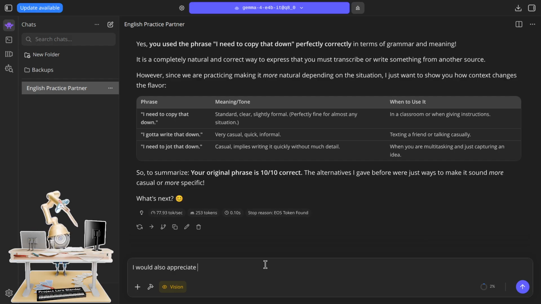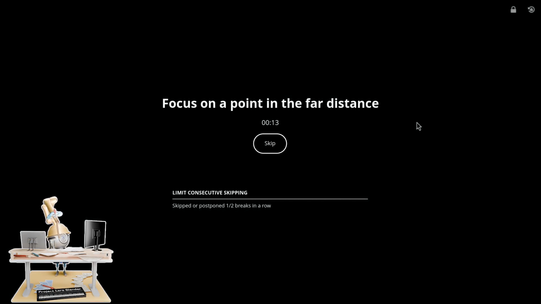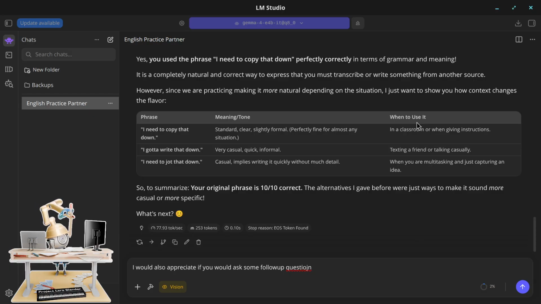I would also appreciate if you would ask some follow-up questions. Okay, that's just a program I have. I'm gonna follow the instruction of the program in case you don't see that, but I think you see it. It says look away for 15 seconds. That's gonna be good for my eye health, and I follow that. It's an awesome program. I even used it yesterday by playing games. I played some Warhammer, and it was annoying, but it helps.